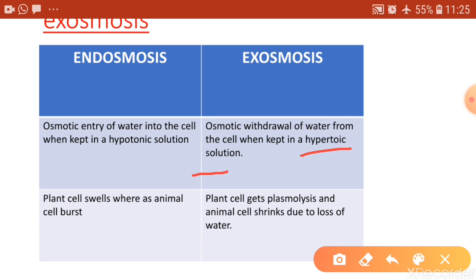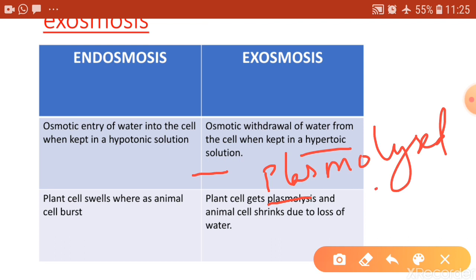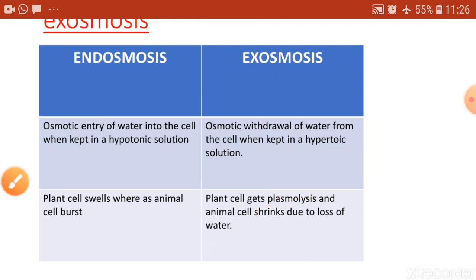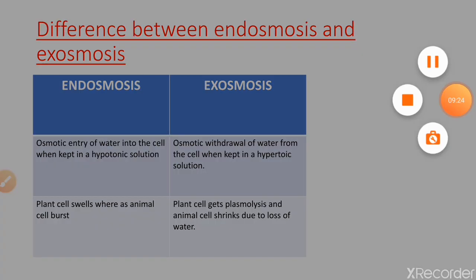Whereas exosmosis will happen when the cell is placed in hypertonic solution. In case of exosmosis, the plant cell is going to get plasmolyzed, and the animal cell will lose water and will shrink. This occurs because of loss of water, that is due to exosmosis. So these are the two differences between endosmosis and exosmosis.